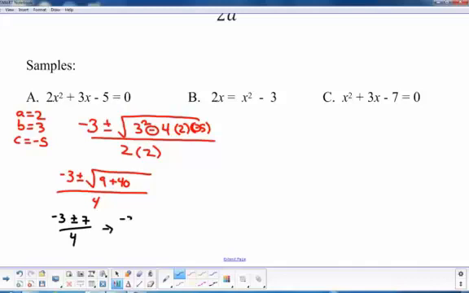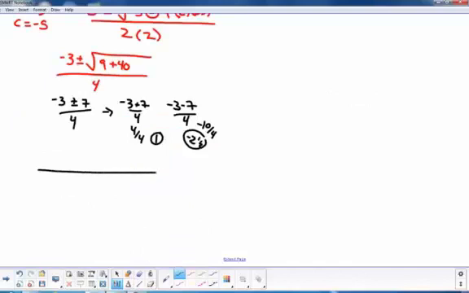So that means we have negative 3 plus 7 over 4, and we also have negative 3 minus 7 over 4. So 4 over 4 is 1, and negative 10 over 4 is negative 2.5. So what this tells us is if you look at a graph, our two zeros are at 1 and at negative 2.5. Therefore, the line of symmetry is directly in the middle. You could find other points and plot that, but these are two ordered pairs. 1 gives you 0, and negative 2.5 gives you 0.